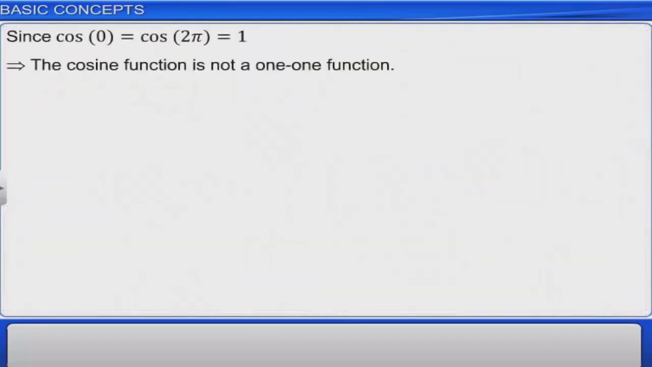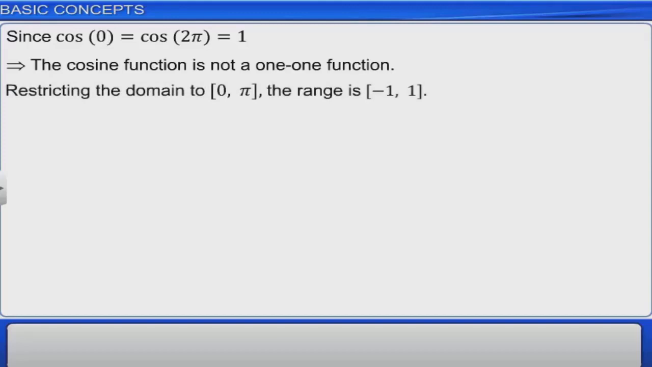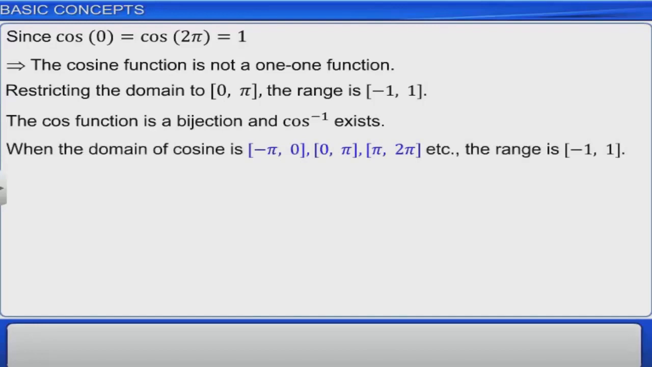Let's now proceed to the cosine function. As the values of cos 0 and cos 2 pi are equal to 1, it is not a 1-1 function. On restricting the domain to 0, pi, it becomes 1-1 and onto with the same range. In such a situation, the cosine function is a bijection and its inverse exists. Further, if the domain of the cosine function is restricted to the intervals shown here, then also the range is closed interval -1, 1.